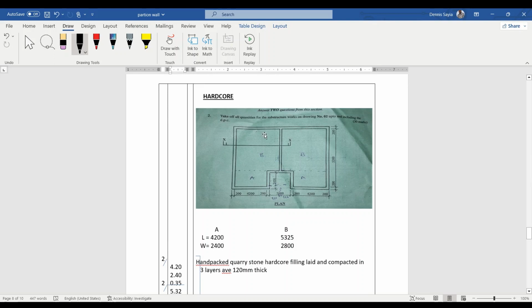So we are going to divide it into sections because here we have a wall, and so that hardcore is not going to go on that wall. So we are going to divide it into two sections, this and this, and then this and this. So for part A, the internal dimension will be 4200, that is from this point up to this point. And then the width is going to be, this is 2400, but we need from here up to here. So from here to here is 2200, and then we add the thickness of this one. So this is going to be 2400. So this section and this section, they are the same.